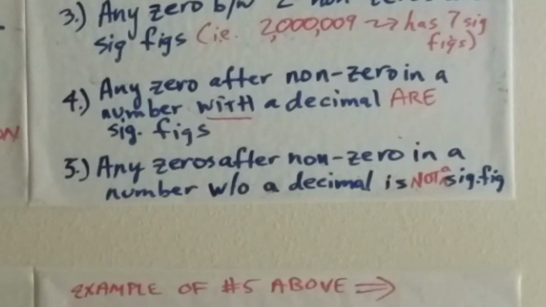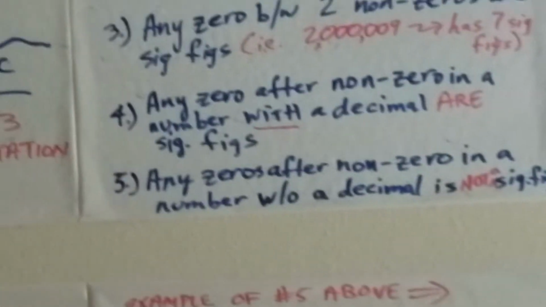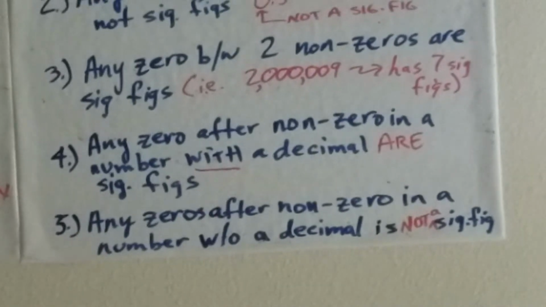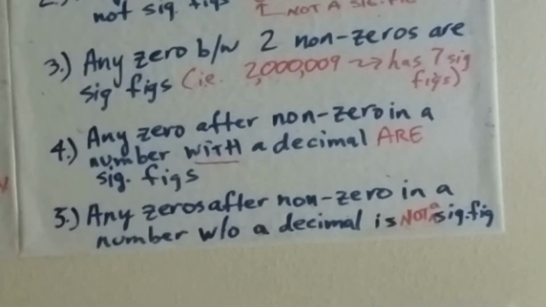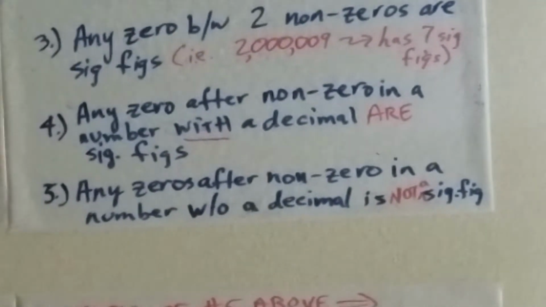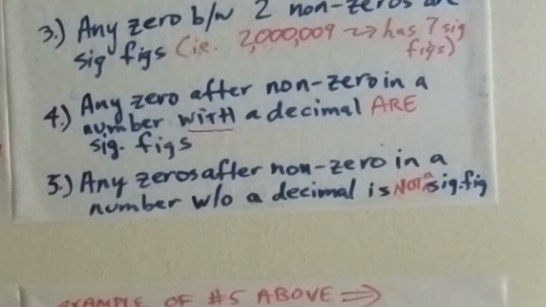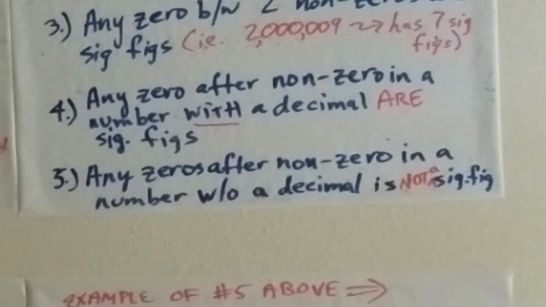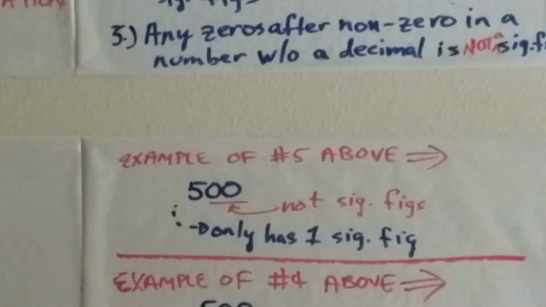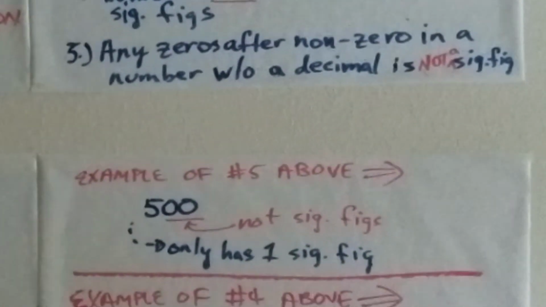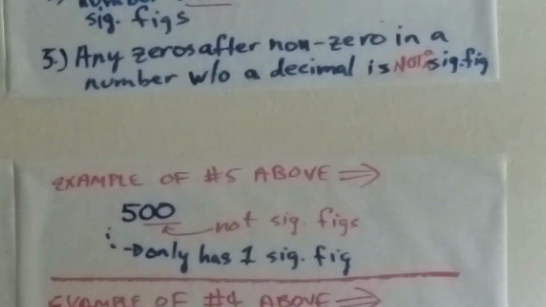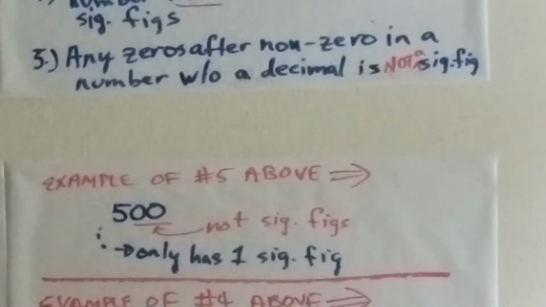Rule number 4 says that any zero after a non-zero in a number with a decimal are significant figures. And rule number 5, and we're going to see 2 examples in just a second, says that any zeros after non-zeros in a number without a decimal is not a significant figure. Okay, so we're going to come back to 4 because we'll see a couple examples. So number 5 says any zeros after non-zeros in a number without a decimal.